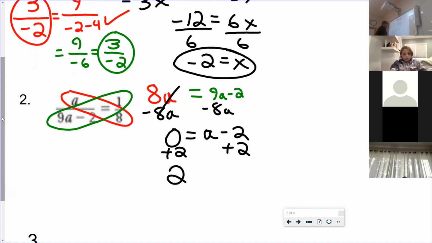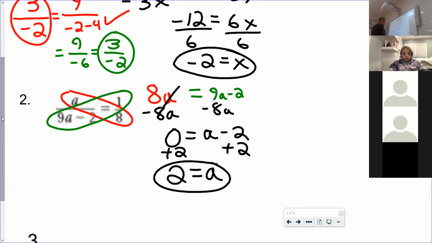Your answer is 2 equals a. So if there's nothing on the left side, like what you did there when you minus 8a from both sides, you just write it as 0. Yeah, because 8 minus 8 is 0.